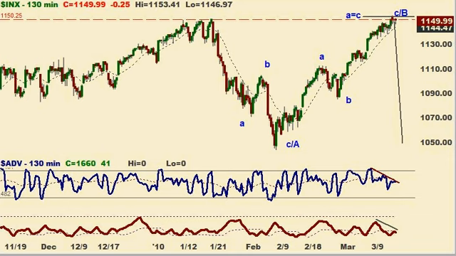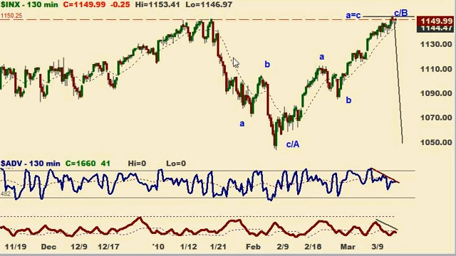Anyway, just a quick update on the charts, looking at the S&P Cash 130-minute chart through the close Friday. A couple of things I'd like to bring your attention to. First of all, there were momentum divergences based on the ADX and non-confirmation in breadth on this latest rally.